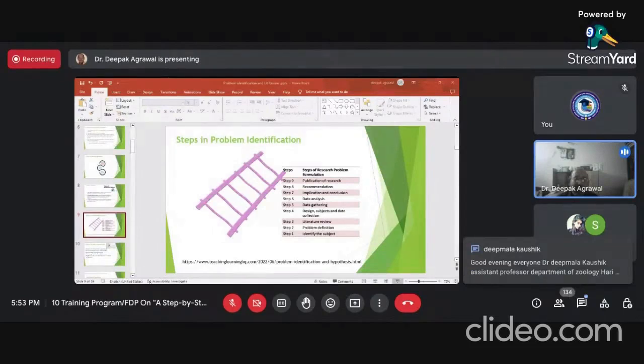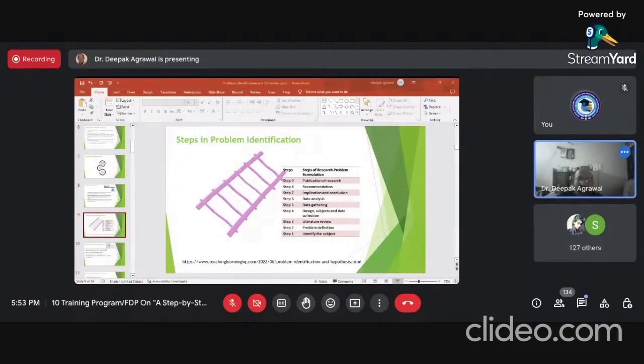In the next step, we need to proceed with the literature review. In the second part of this session, we will discuss it. In the next step, design the study and go with data collection, data gathering, and after that, data analysis.